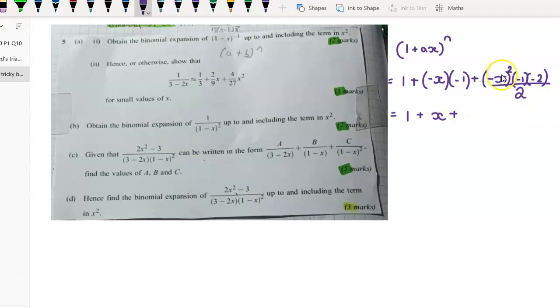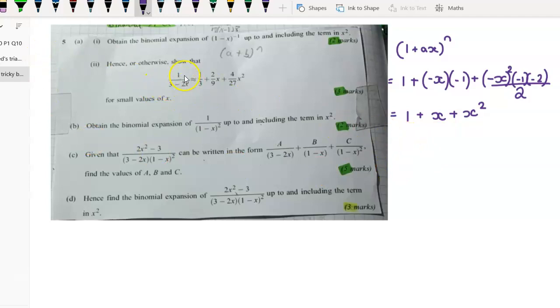Okay, and then this (minus x) all squared is positive x squared. Minus 1 times minus 2 divided by 2. So we're just going to end up with x squared there. So just 1 plus x plus x squared. Yeah, that's right. Hence or otherwise show that 1 over 3 minus 2x.